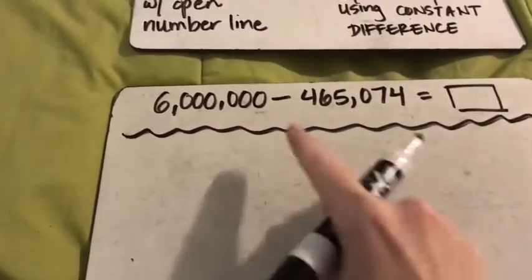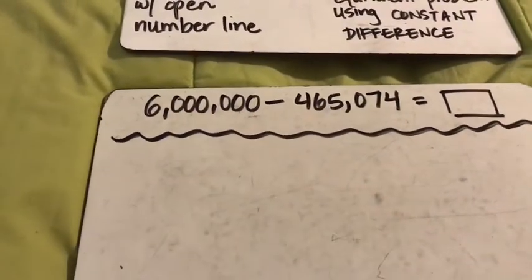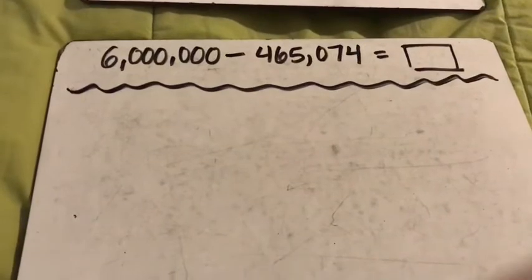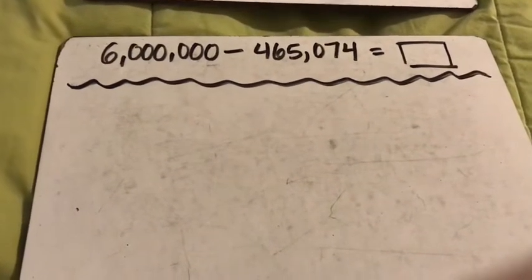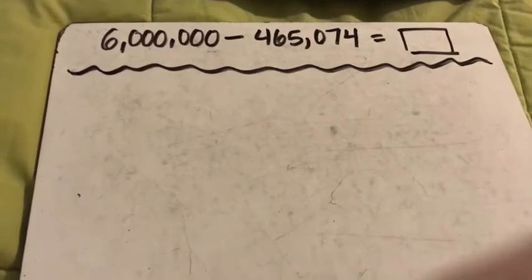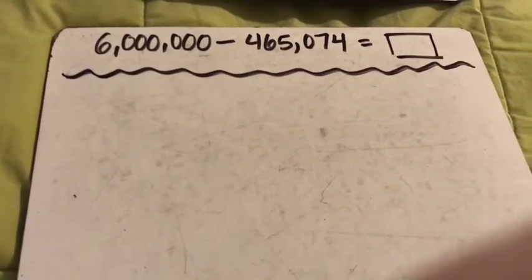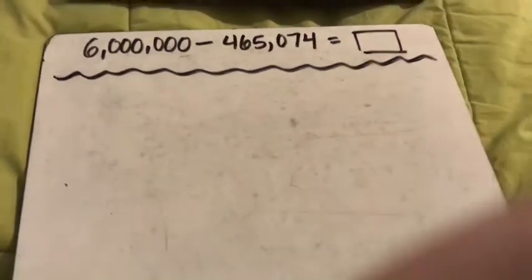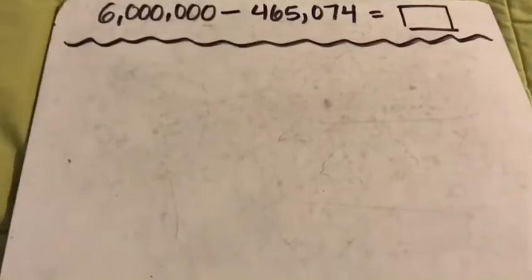So when we call this subtracting across zeros, when we have all these zeros here, there's often other strategies that are more efficient than doing traditional subtraction with regrouping, and I'm going to show you two of them today. So the first strategy that I'm going to show you is how you can add up for this. So I'm going to take you back a little bit to smaller numbers so that we can make sense of this and understand why it works.